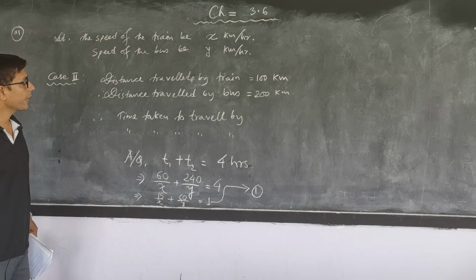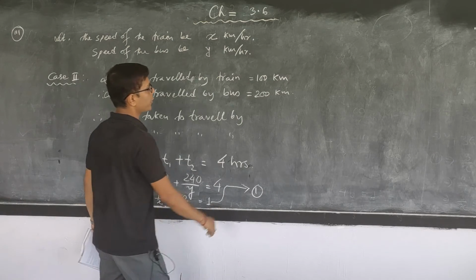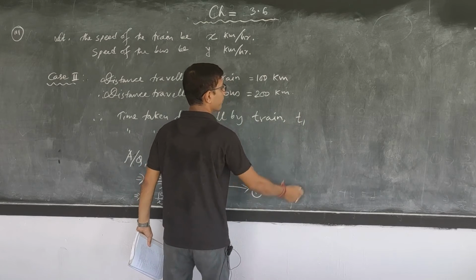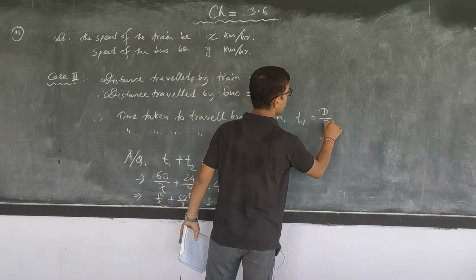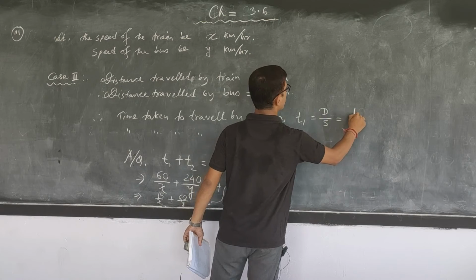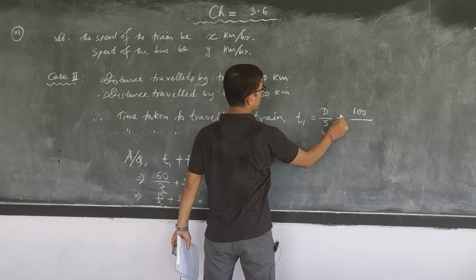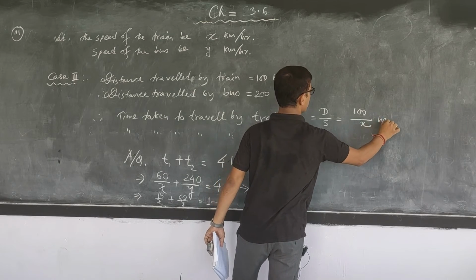Okay, time taken to travel by train, again T1, is distance by speed. What was the distance to travel? That is 100 km. And what was the speed of the train? Speed of the train was x. So 100 by x hours.